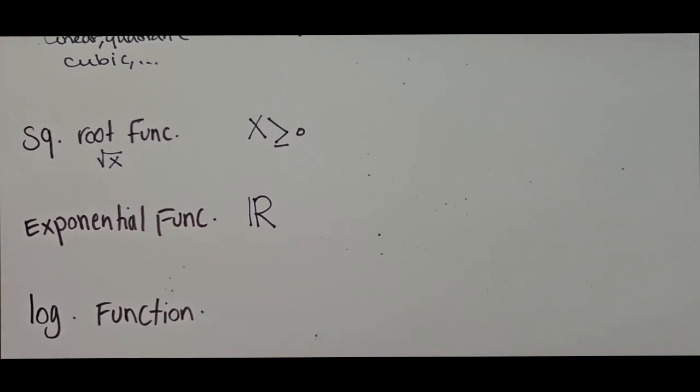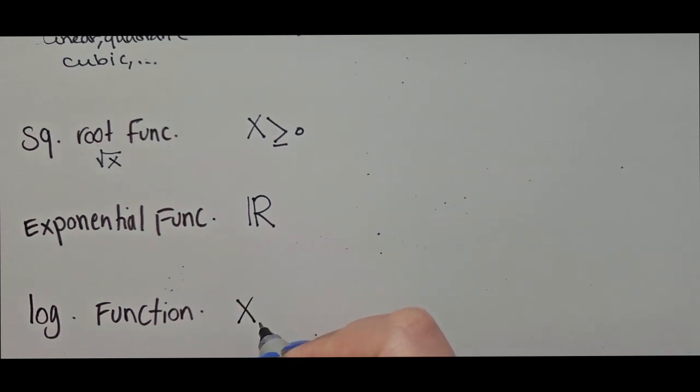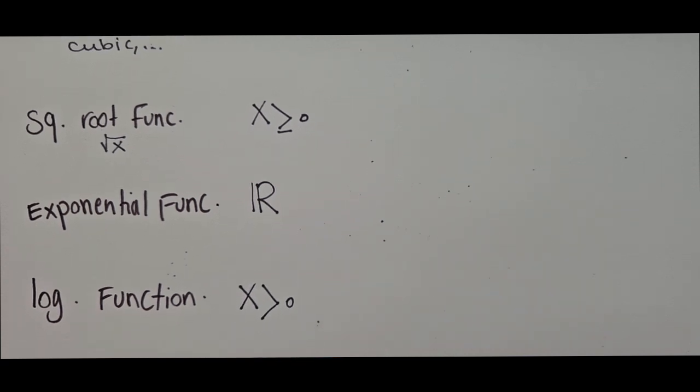The fourth type is the logarithmic function, right? Here, if you remember, we had a limitation. So the x shouldn't be 0. So it includes all the x's greater than 0, not including 0.